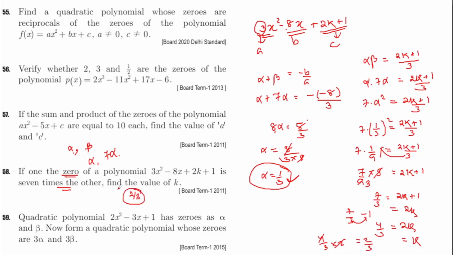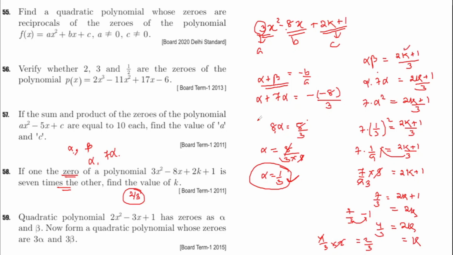Okay. So I hope this question is clear. It is a little bit lengthy question. At first we have to solve alpha plus beta is equal to minus b by a. So from here you will get the value of alpha and then put it in the next equation, that is alpha into beta. Okay, so if you put it here, you will get the value of k. Okay, I hope this is clear.